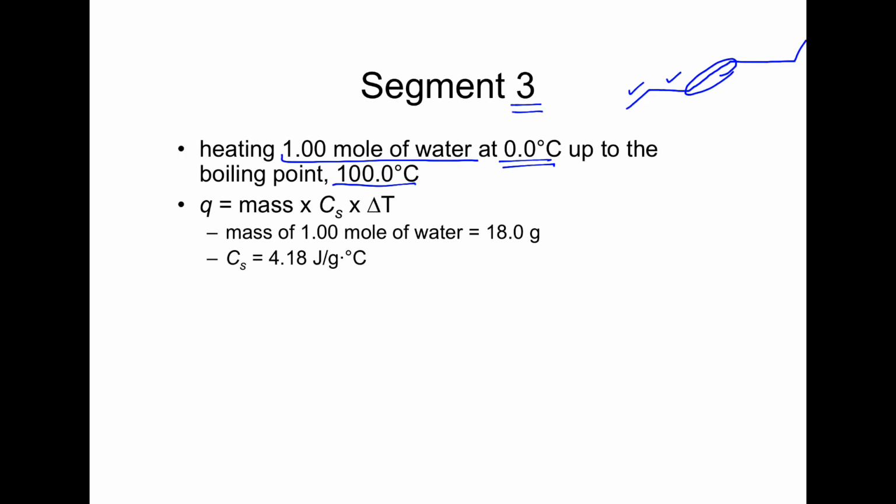Anytime we're heating something up, we use this equation, and we already know our mass. Our mass is 18.02 because we just have a mole. But the specific heat of liquid water is a little bit different than the specific heat of ice. They actually have different numbers there, so we want to make sure we use our specific heat of liquid water. And then our change in temperature is always going to be final minus initial. So we do it like this.